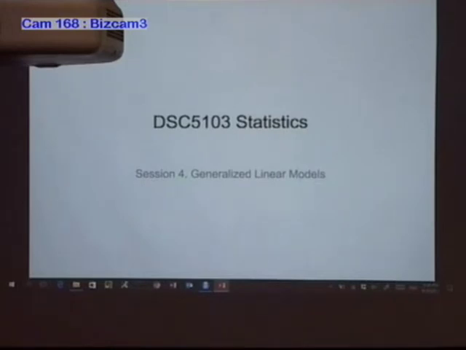All right. Good. So today we are going to do the generalized linear models. So this is roughly the end of the traditional statistics. And from next week on, we will be getting into the modern territory.